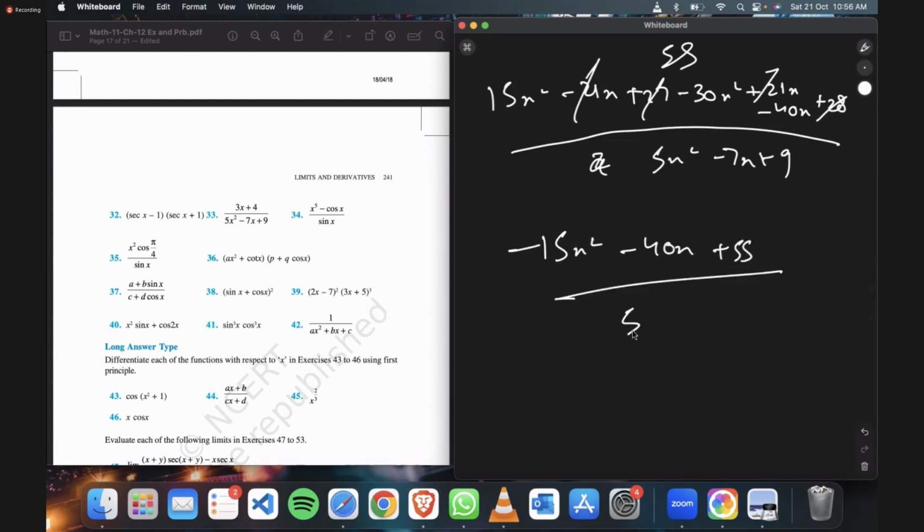Whole divided by 5x square minus 7x plus 9, raised to a square. Alright, so this will be your final answer.